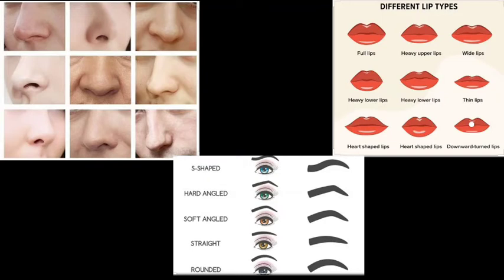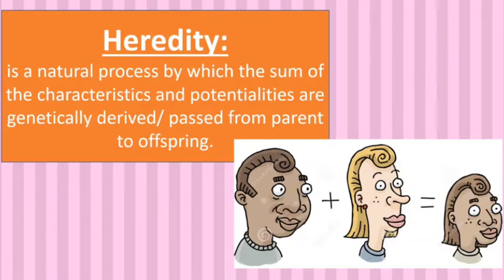The shape is different, the color may be different. Some have a flat nose, some have a sharp one, some are thin, some are broad. Then the eyebrow shapes are different: some are rounded, straight, S shaped. All these things are just because of the genetic inheritance which has been brought from their parents. All these things, the heredity and variation, we have to see in this chapter. We will start with heredity.